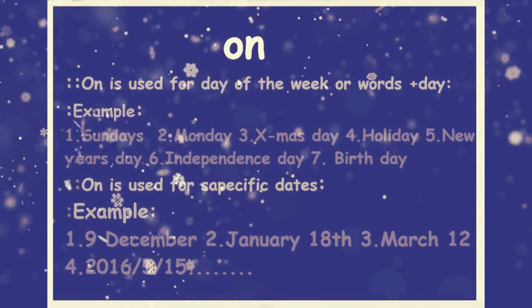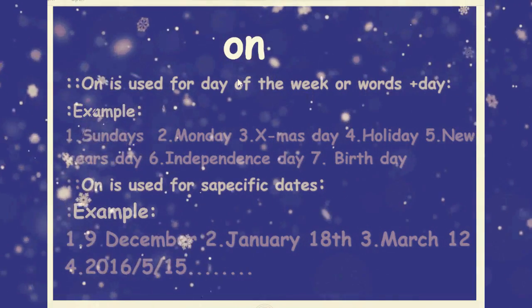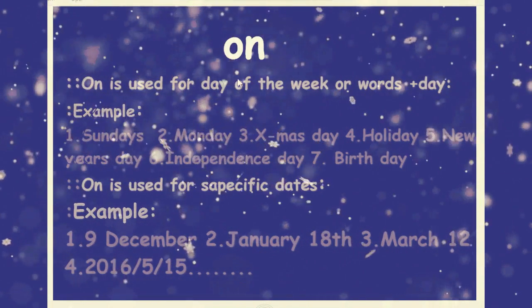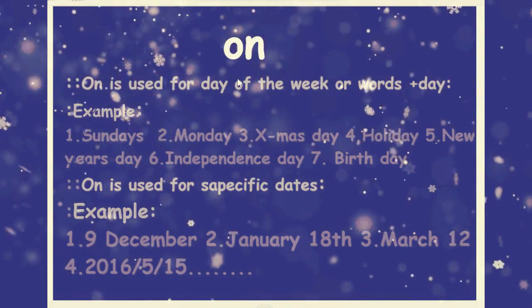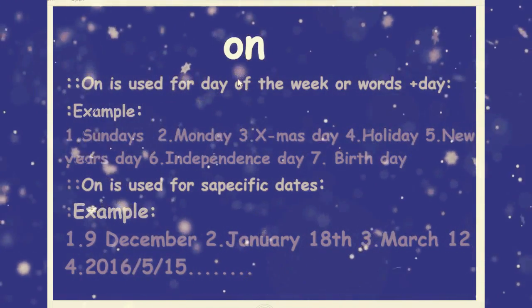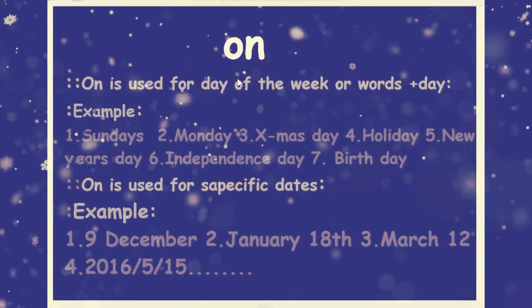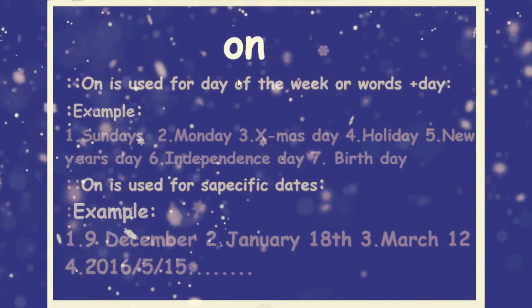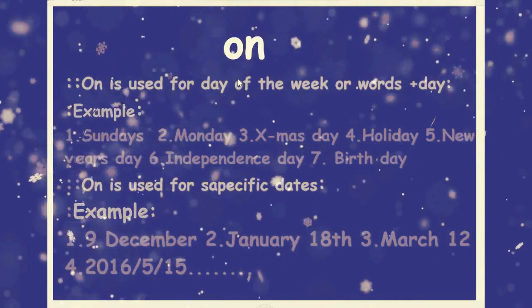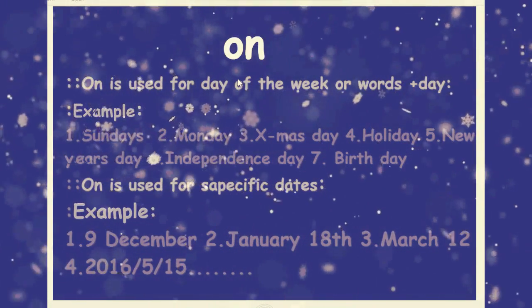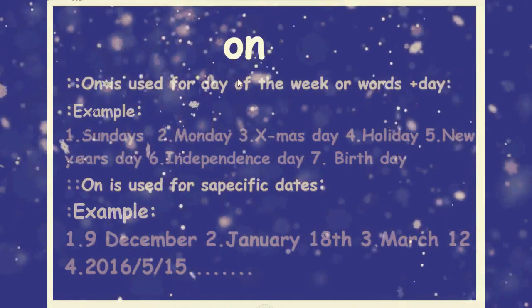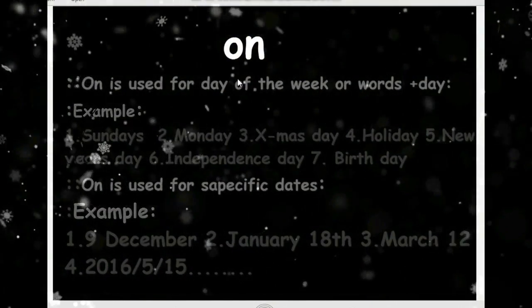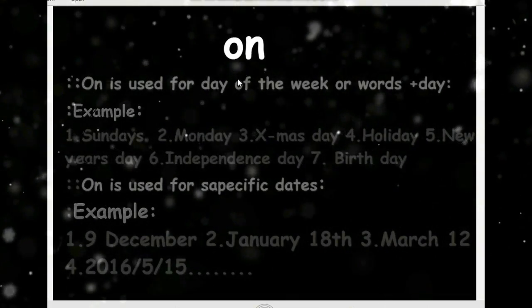Next, on is used for specific dates. Example, 9 December is a specific date of the year, and on January 18th, on March 12th, on 2016, 5 month 15 days. So on is used for specific dates.